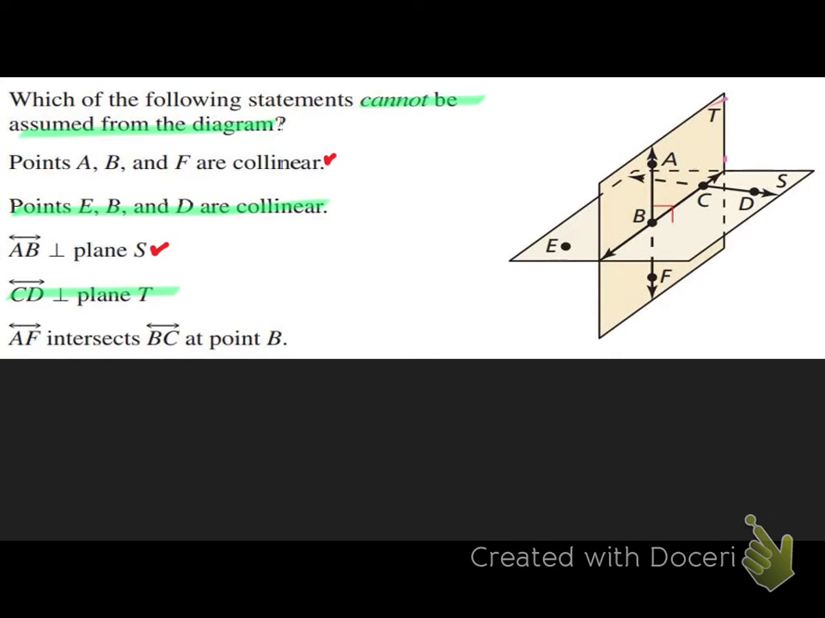Last is AF intersects BC at point B. What do we think? It does. There's point B. That one's good. So we just highlighted the second and the fourth. Questions on this one?